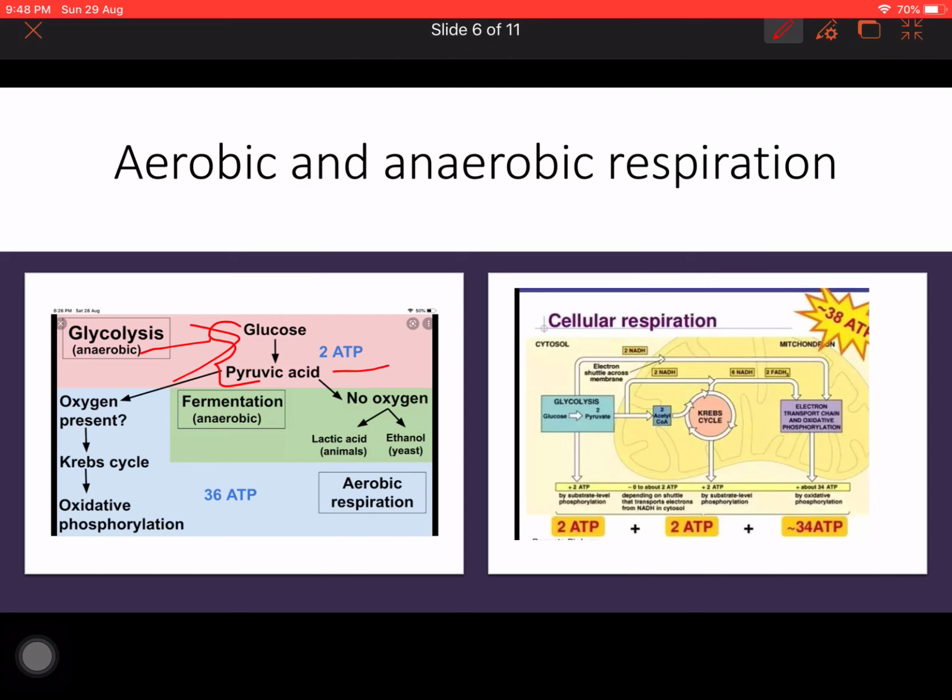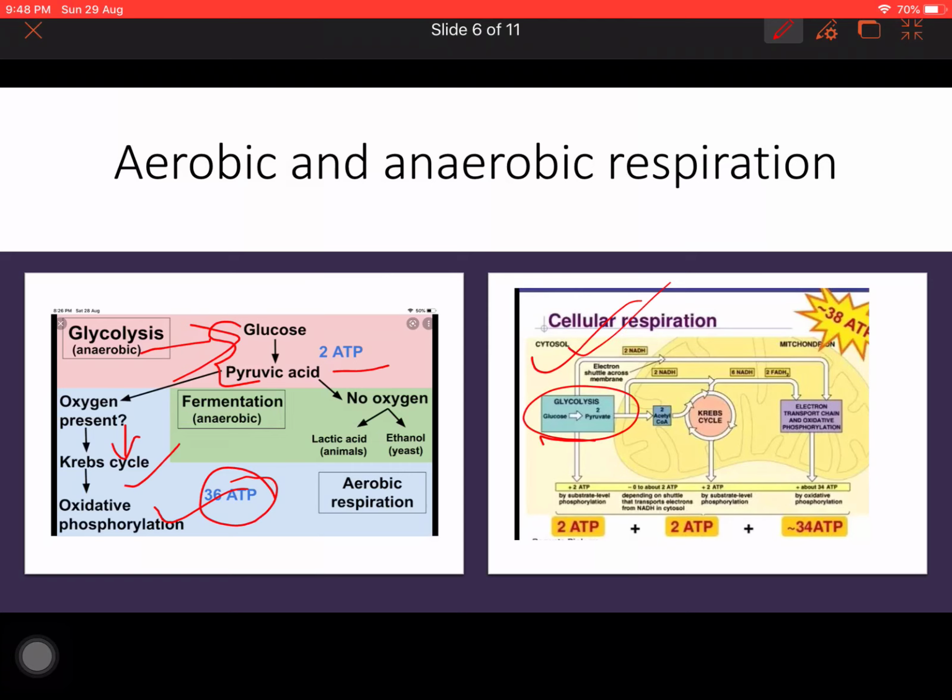Anaerobic respiration ends when aerobic respiration starts, when oxygen is present and the Krebs cycle and oxidative phosphorylation, or electron transport chain reactions, are happening. They produce 36 molecules of ATP. Together, in this respiration process, 38 molecules of ATP are produced. Is it clear? So 2 ATP in the anaerobic process and 36 ATP in the aerobic process. In this diagram also you can see the same thing happening.